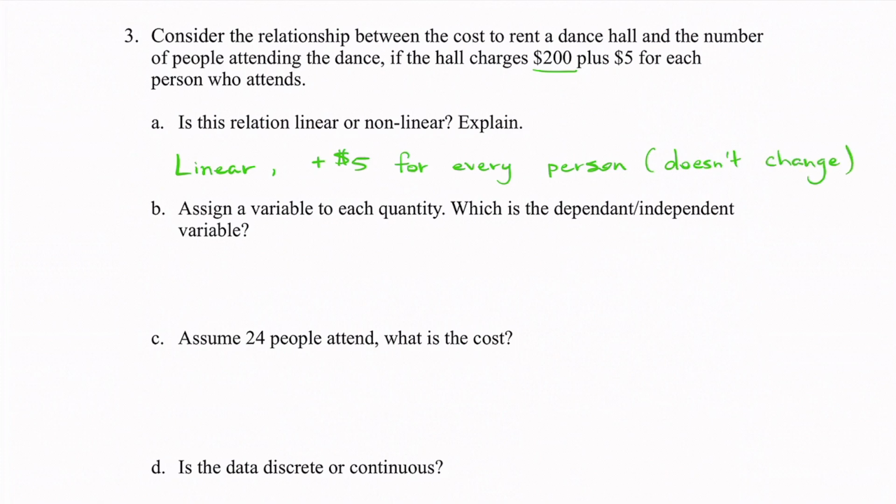Then part B says, assign a variable to each quantity, and say which is the dependent or independent variable. So I'm going to assign the number of people that attend this dance as n. So n is going to be the number of people that attend, that was right here, the number of people attending the dance. And then the other thing that we needed to give a variable to was the cost to rent the dance hall. So I'm going to use the capital letter C, and that is going to be the cost to rent the hall.